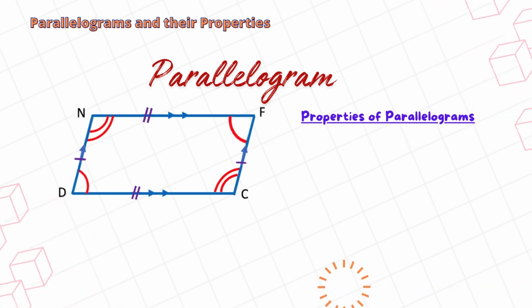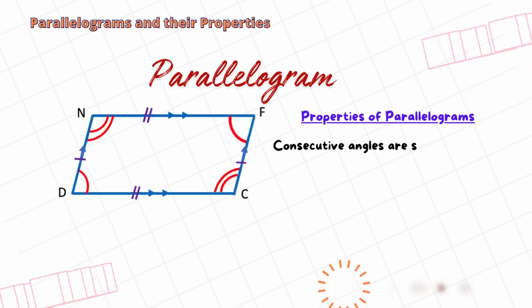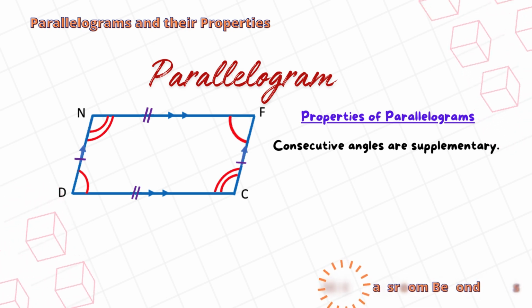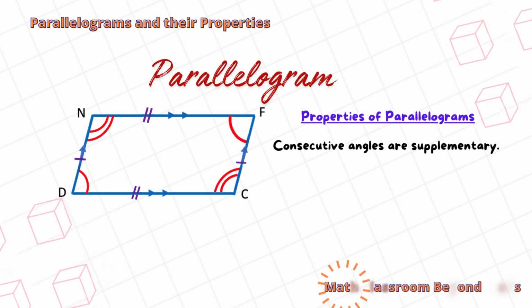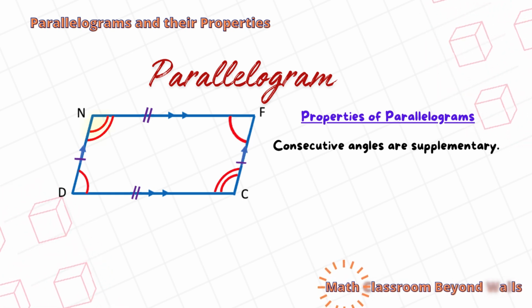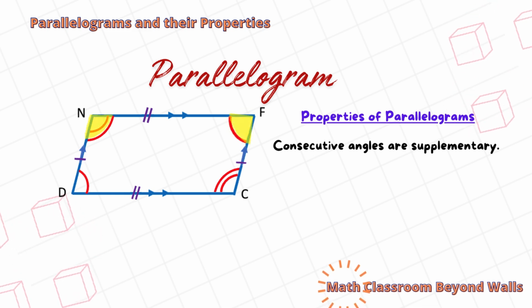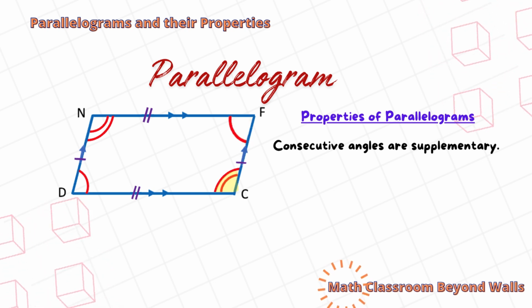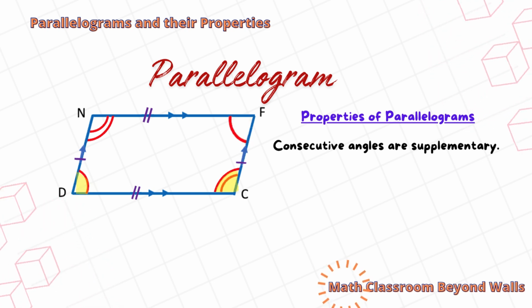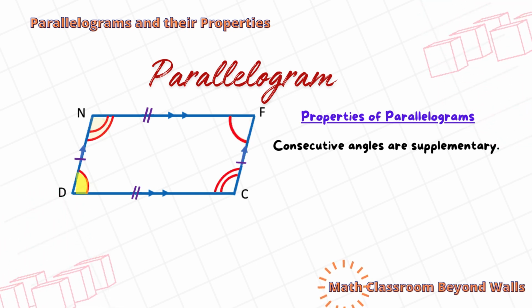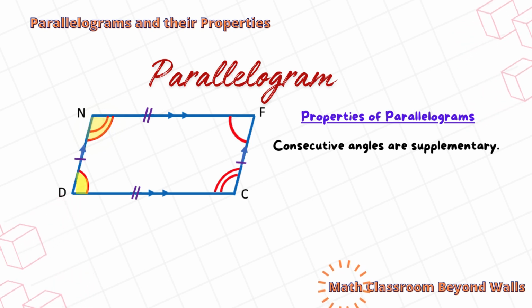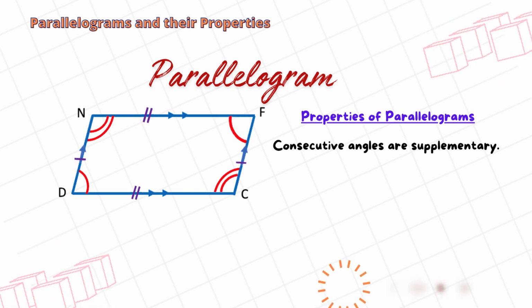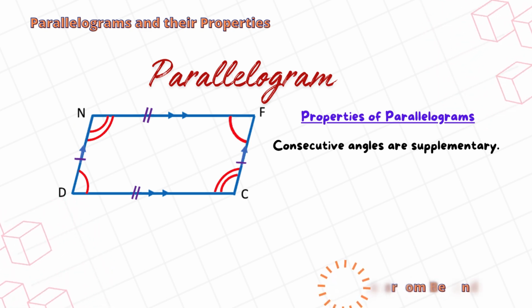Fourth, consecutive angles are supplementary. In parallelogram NFCD, these are the consecutive angles: angle N and angle F, angle F and angle C, angle C and angle D, and angle D and angle N. They come in pairs. Since each pair is supplementary, then each pair has this relation.